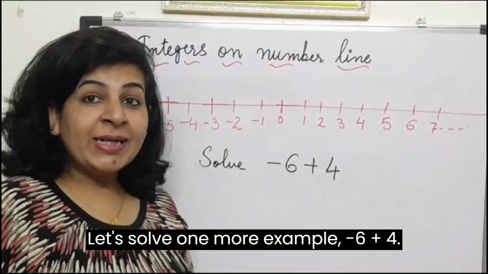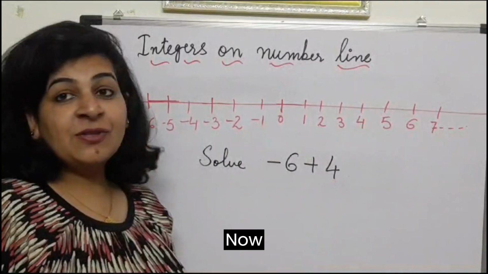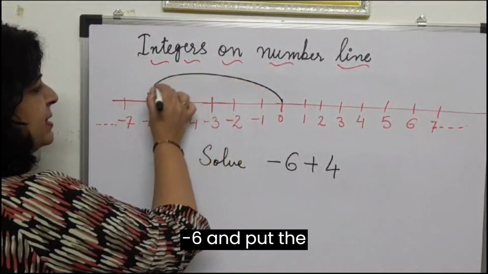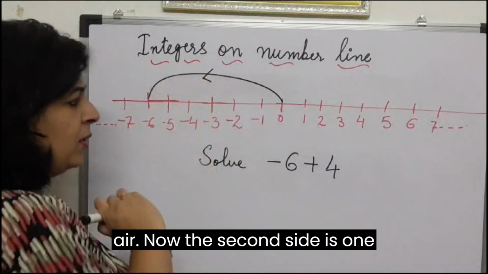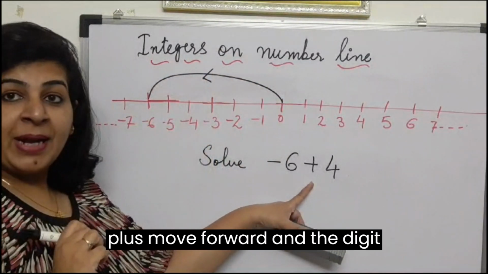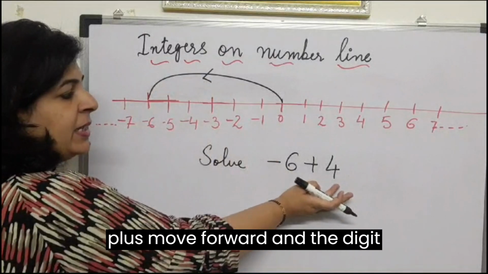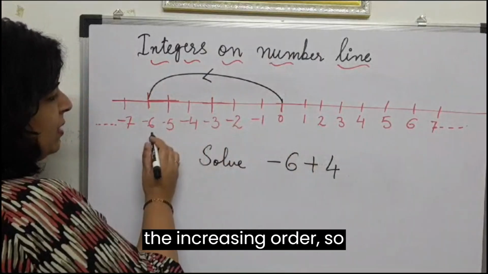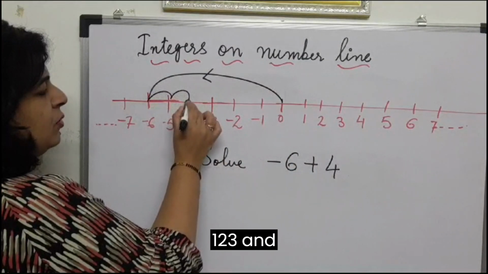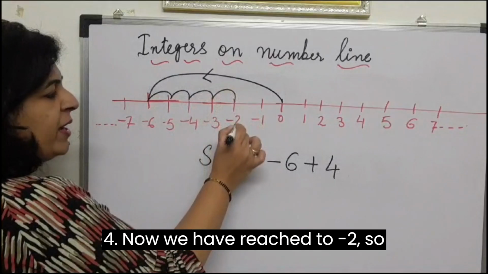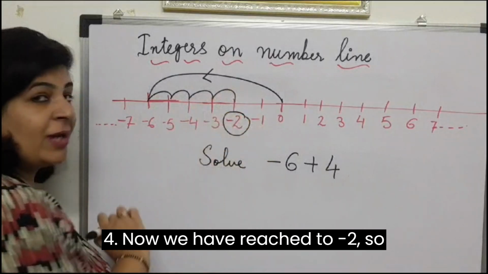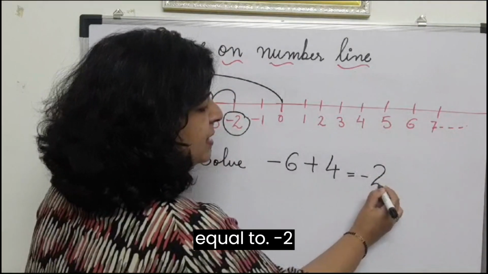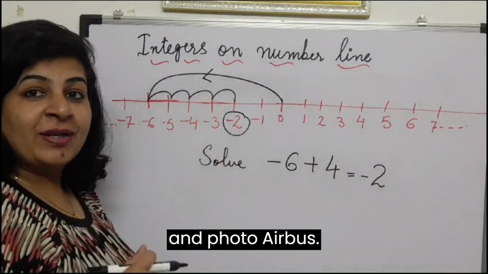Let's solve one more example. -6 plus 4. Now, from 0, let's directly jump to -6 and put the arrow. Now, the second sign is a plus. Move forward. And the digit is 4, means plus 4, means go to the increasing order. So, 1, 2, 3, and 4. Now, we have reached -2. So, the answer will be -6 plus 4 is equal to -2. And put the arrows.